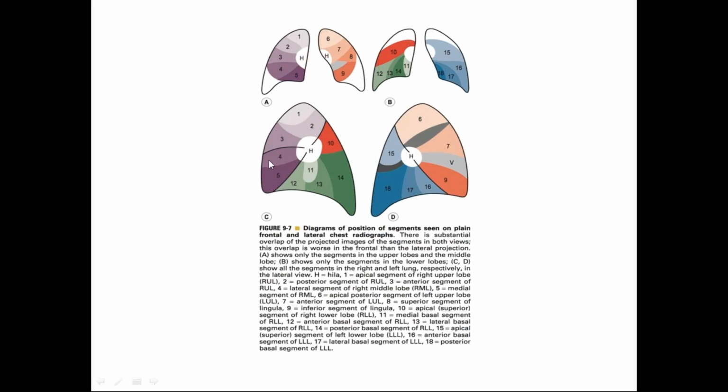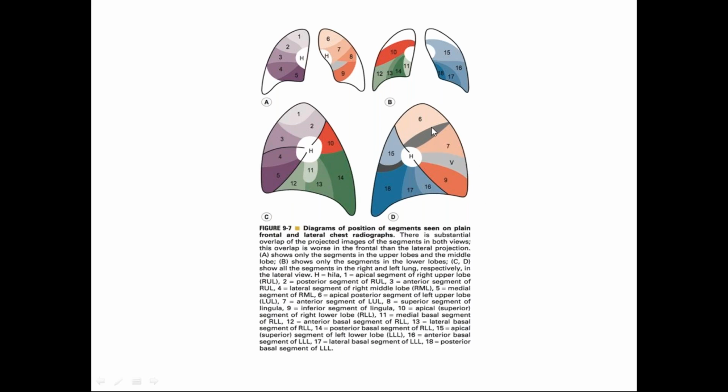And this is the medial segment. And this is the lateral segment of right middle lobe. And these are the superior segment, medial, anterior, lateral, and the posterior segments of right lower lobe.